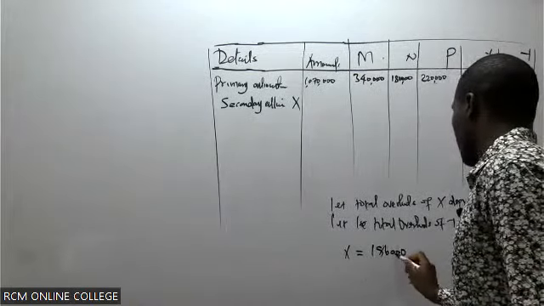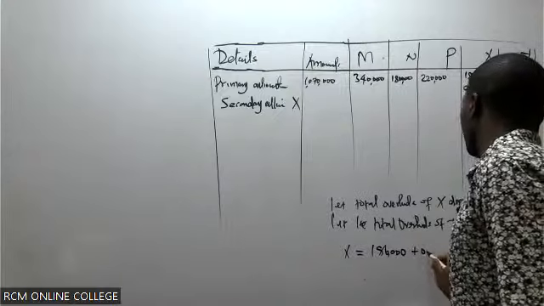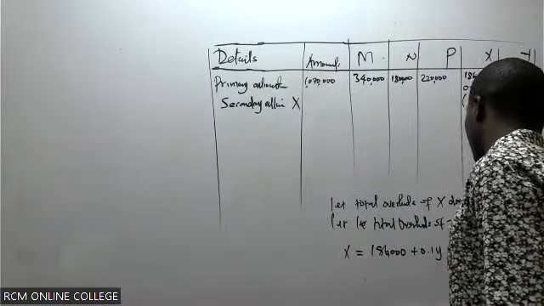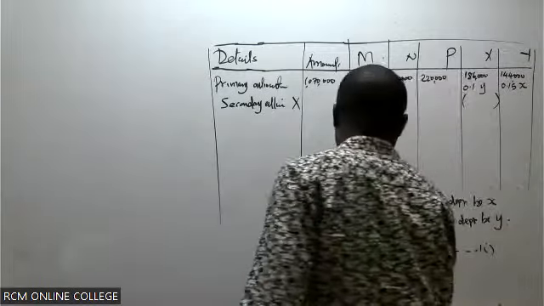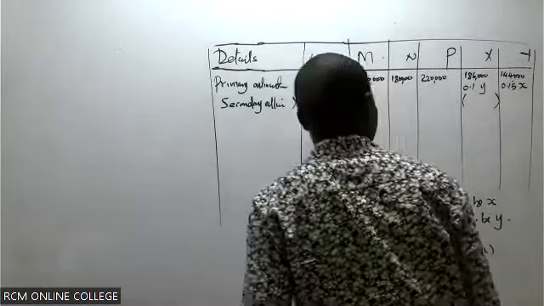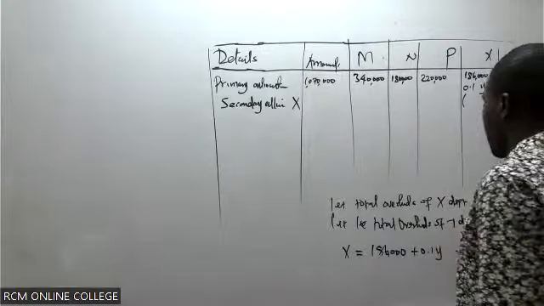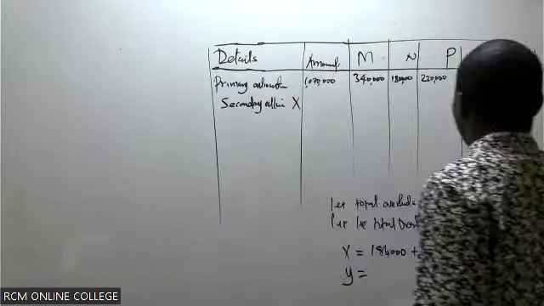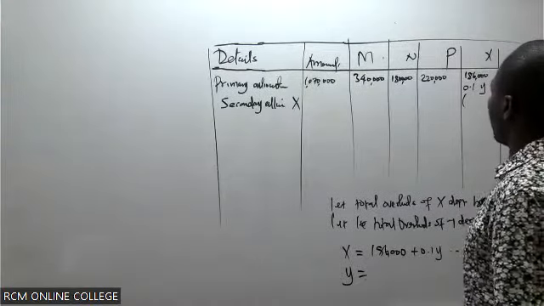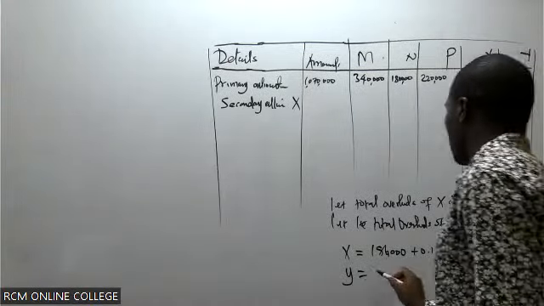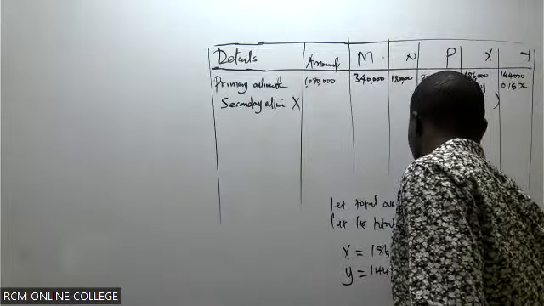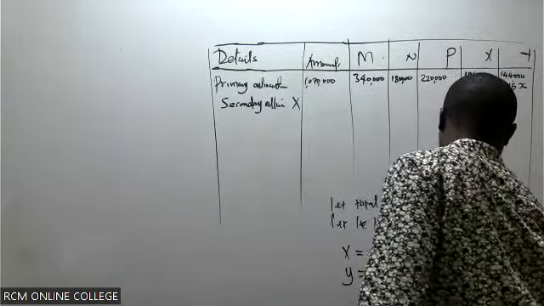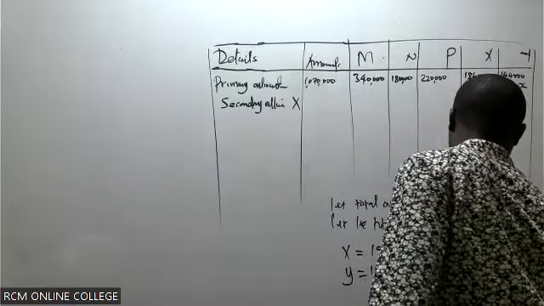186,000 plus 0.1 of Y. How about the totals for Y? The totals for Y, we said, let it be equivalent to Y. And are we able to get it from this table? It is 144,000 plus 0.15 X.